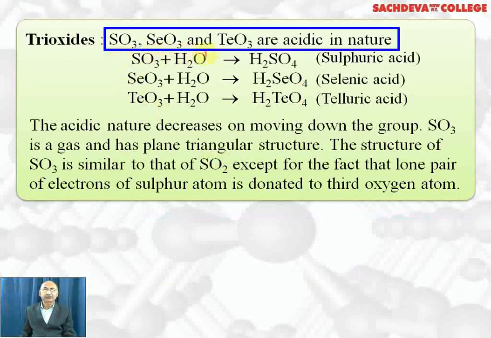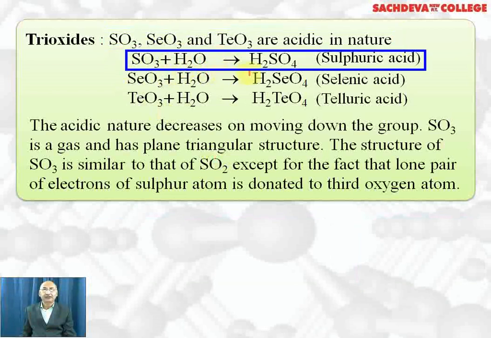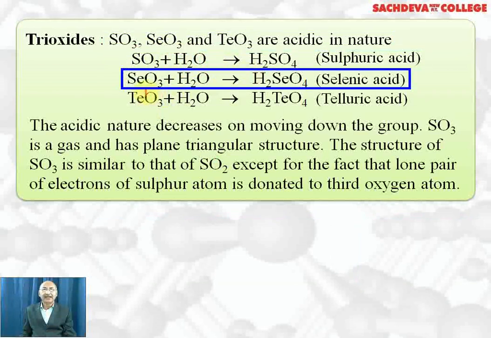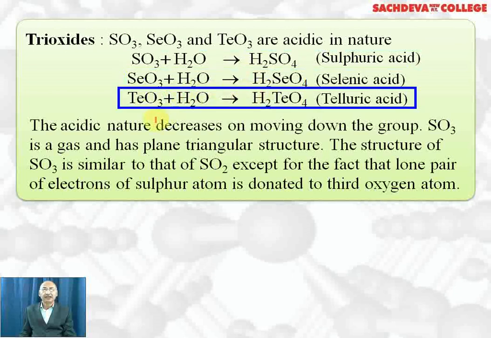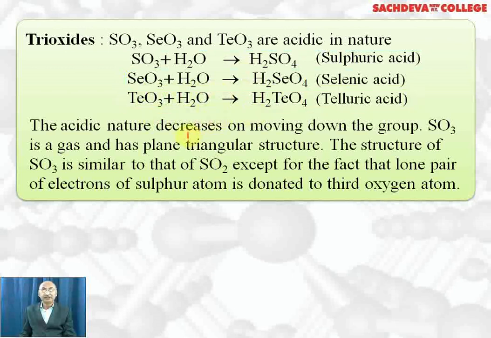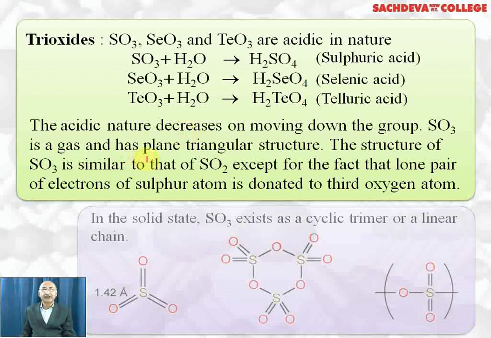SO3, SeO3, TeO3 are acidic in nature. SO3 dissolves in water forming sulfuric acid. SeO3 dissolves in water giving selenic acid. And tellurium trioxide dissolves in water giving telluric acid. The acidic nature decreases on moving down the group because non-metallic character decreases and metallic character increases down the group. SO3 is a gas and has a planar triangular structure.